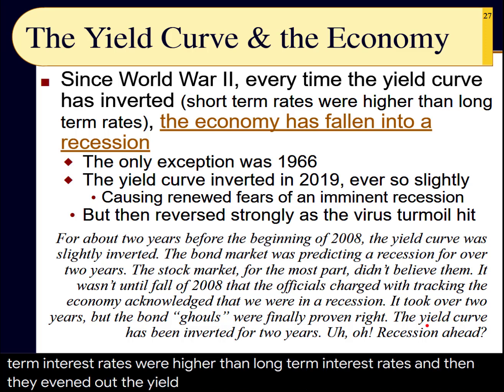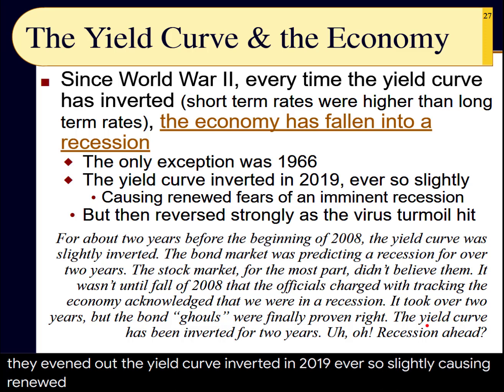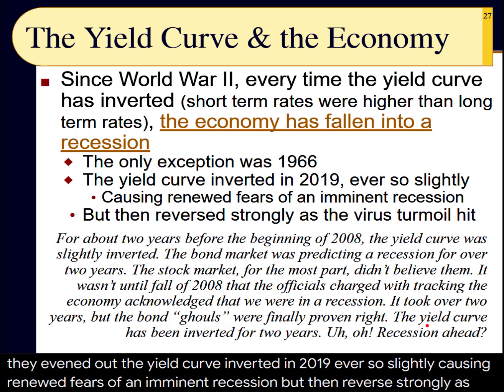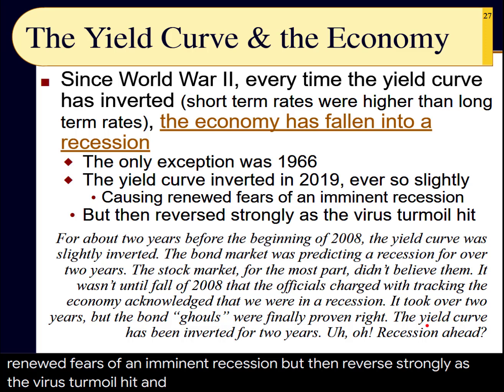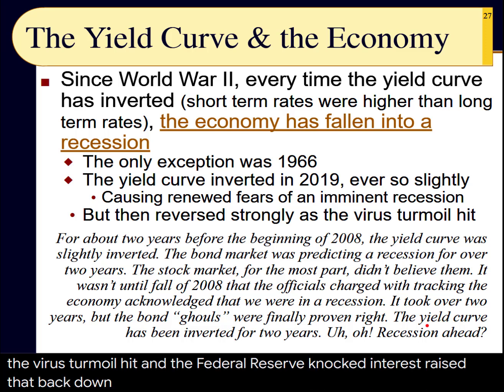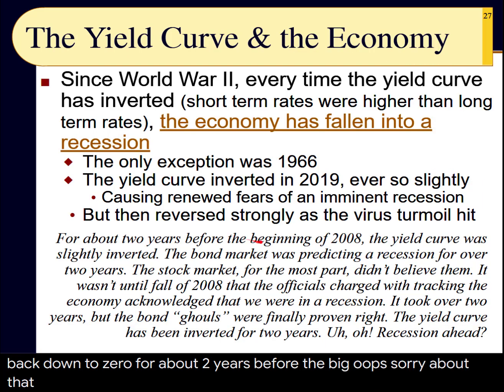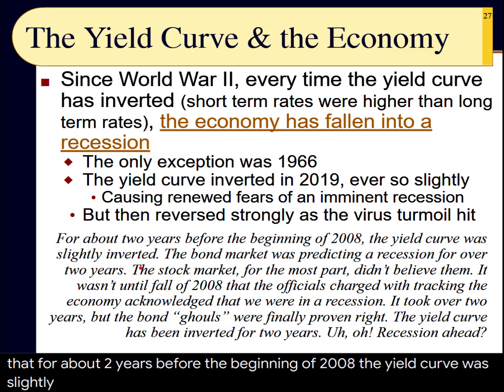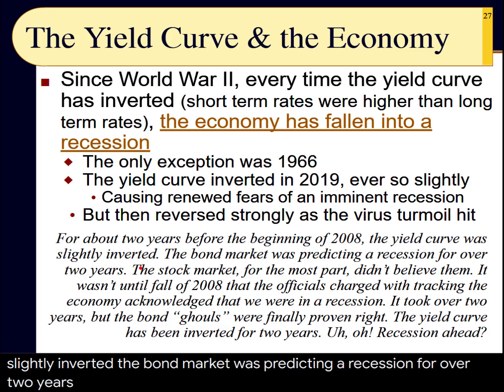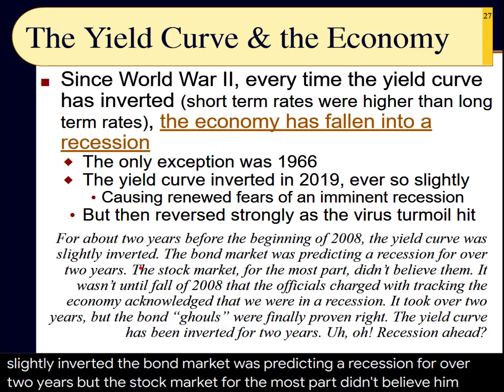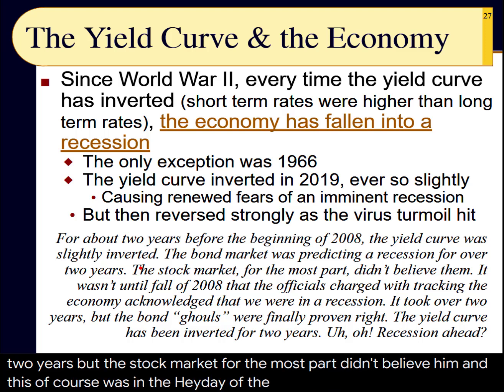The yield curve inverted in 2019 ever so slightly, causing renewed fears of an imminent recession, but then reversed strongly as the virus turmoil hit and the Federal Reserve knocked interest rates back down to 0. For about 2 years before the beginning of 2008, the yield curve was slightly inverted. The bond market was predicting a recession for over 2 years, but the stock market, for the most part, didn't believe it. And this, of course, was in the heyday of the housing bubble.